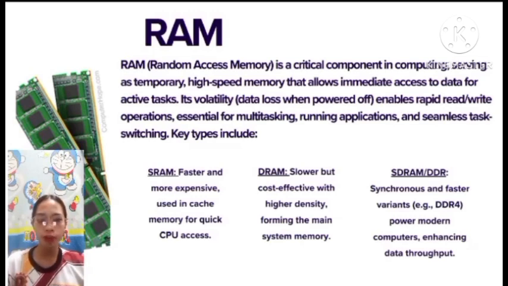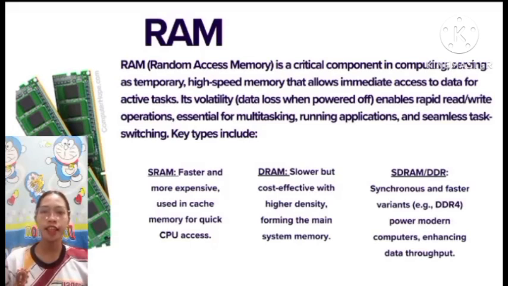Faster and more expensive, used in cache memory for quick CPU access. It consists of circuits that retain stored information as long as the power supply is on. So, DRAM stands for Dynamic Random Access Memory. Slower but cost-effective with higher density, forming the main system memory. It is used to store binary bits in the form of electrical charges that are applied to capacitors.